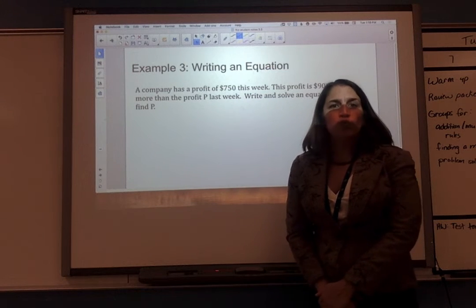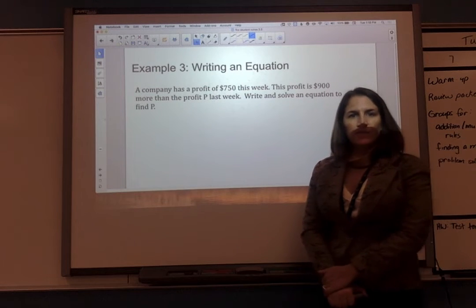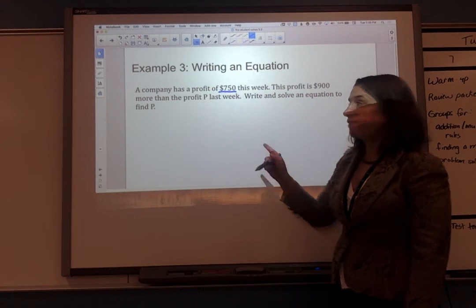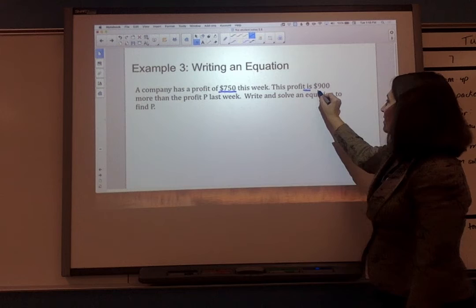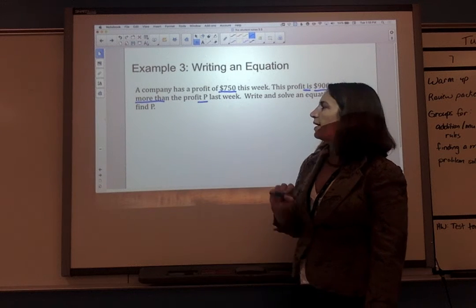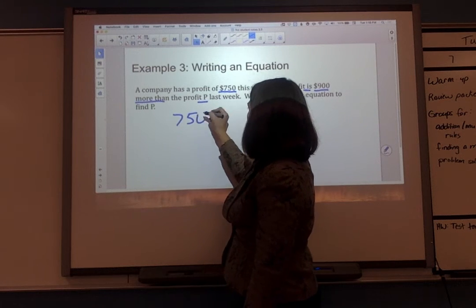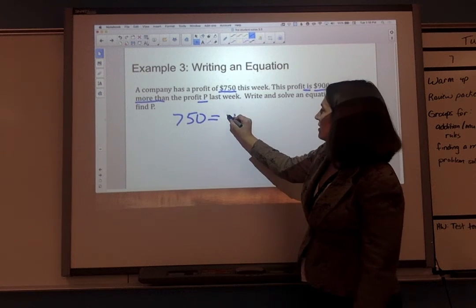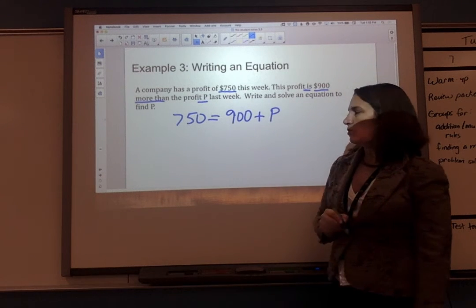Okay, last example, we're going to write an equation. So let's read through this problem here, and I'll underline some key details as we do so. A company has a profit of $750 this week. This profit, the $750, that means equals, $900 more than whatever the profit was from last week, and we'll call that P. So as we write an equation here, we're going to say 750, that's the profit from this week, is $900 more than, that would be plus, whatever we made last week, which is P.